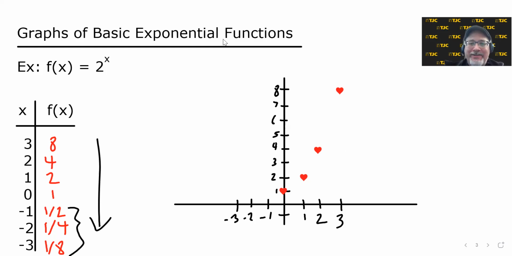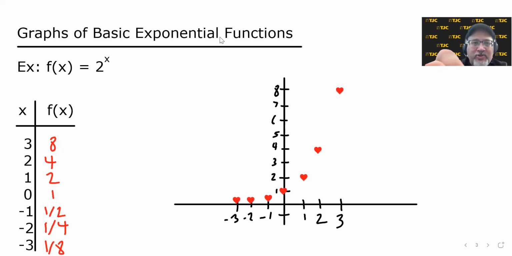So that means at -1, we only go up a half. At -2, we only go up a quarter. And at this point, we're just kind of eyeballing it. And by the time we go back 3, we're only up 1/8. We're barely above the x-axis. And notice that these points, these hearts, if you will, are kind of forming this curve that looks something like this.